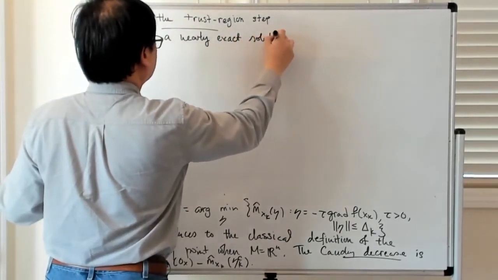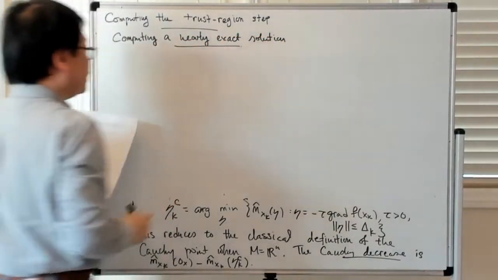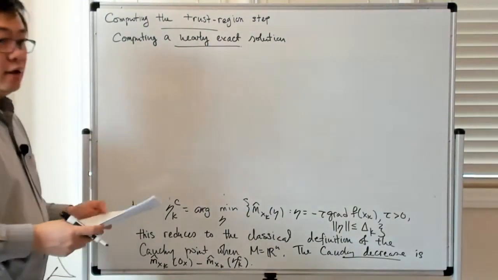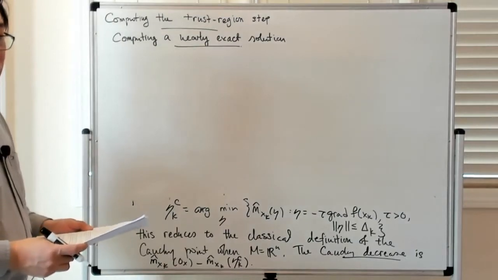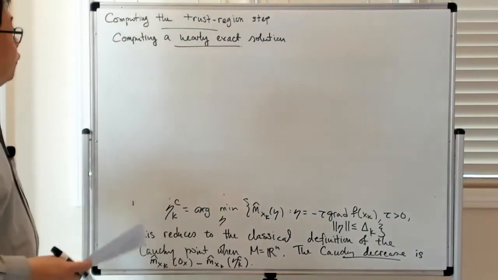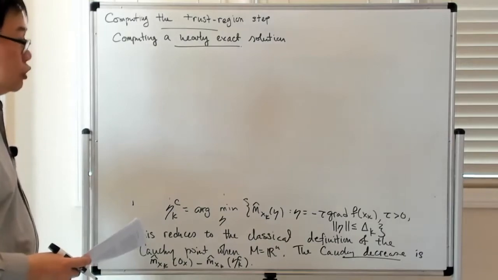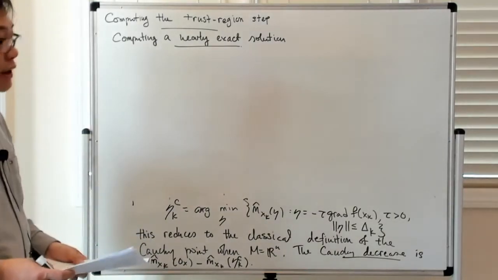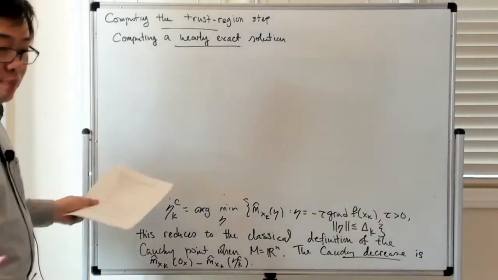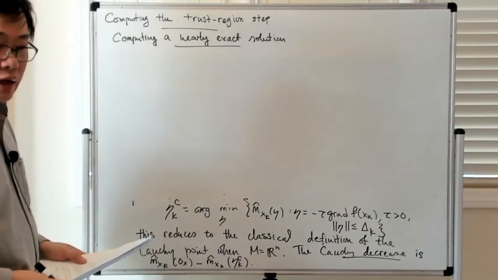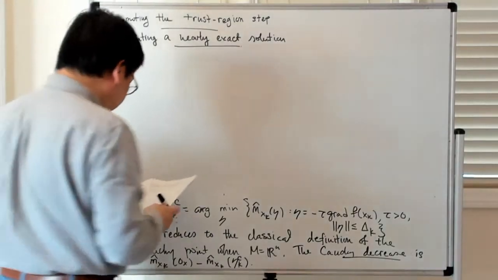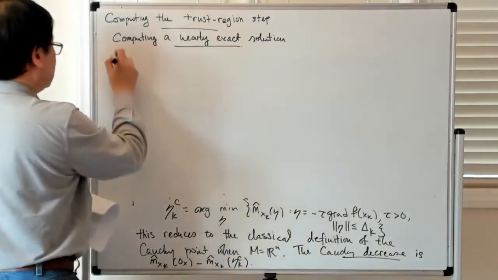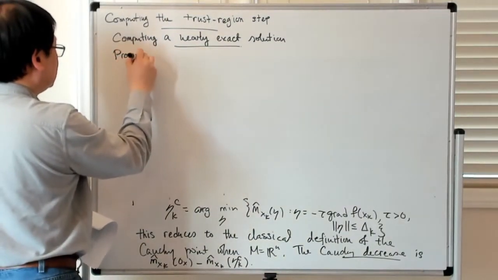So again, I'm trying to compute a nearly exact solution of the trust region subproblem, which involves finding the minimizer of this quadratic model of the cost function expanded about the point xk, but within a ball of radius delta k around xk. That's intuitively what's happening here. Okay, so let's state a proposition which will be helpful.